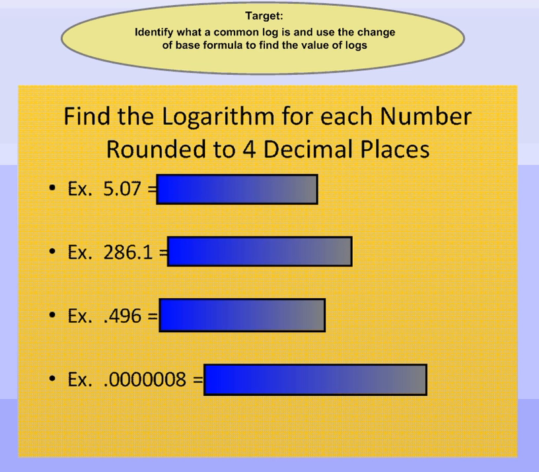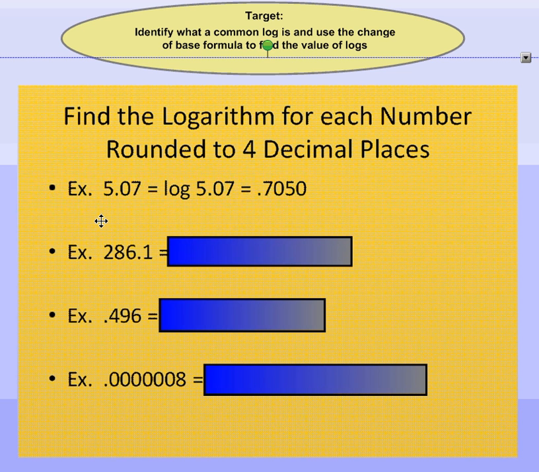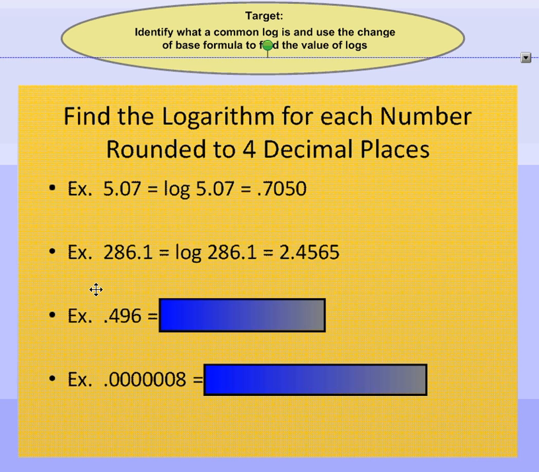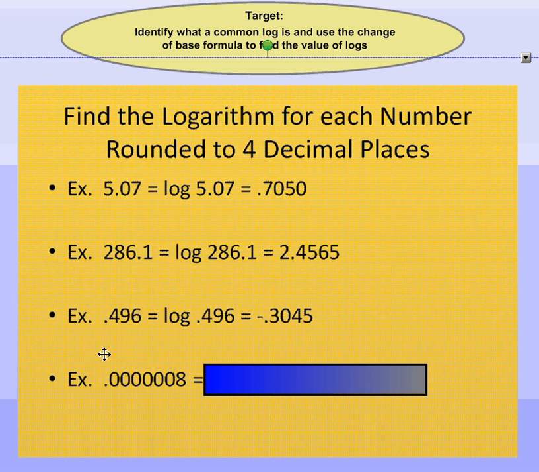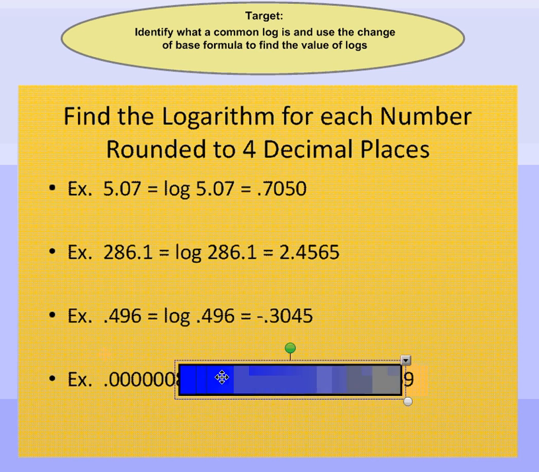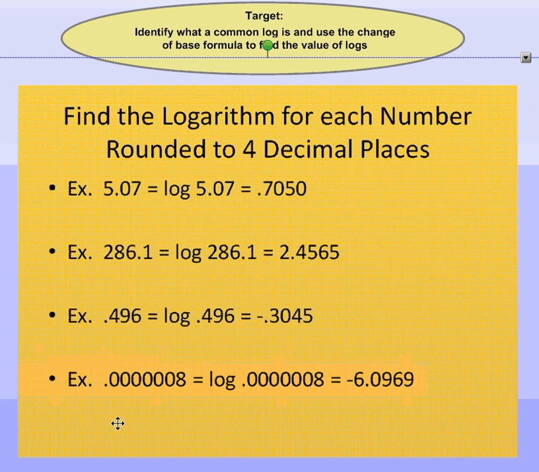We want to find the logarithm of each number rounded to 4 decimal places. In doing this, you just simply use log of that number, 5.07, and round it. These are strictly calculator problems. Common log of 286.1, common log of 0.496, and common log of 0.00008.